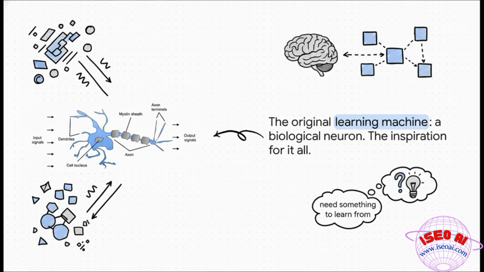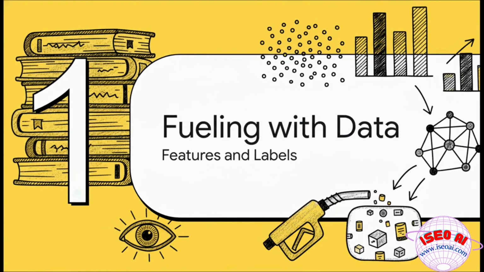But even a brain needs something to learn from. Which brings us to the fuel for any learning machine, data. A whole lot of it. Just like we need books and life experiences to learn, a machine needs raw material to study. But what does that material actually look like?